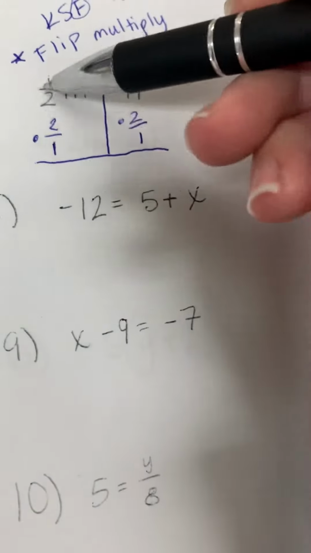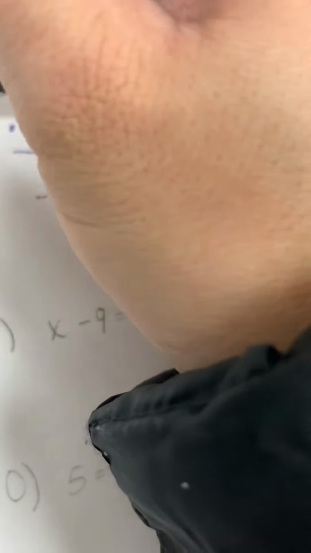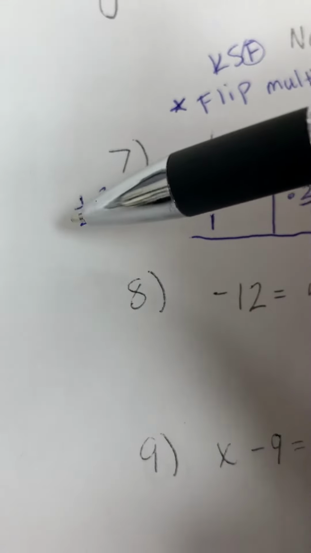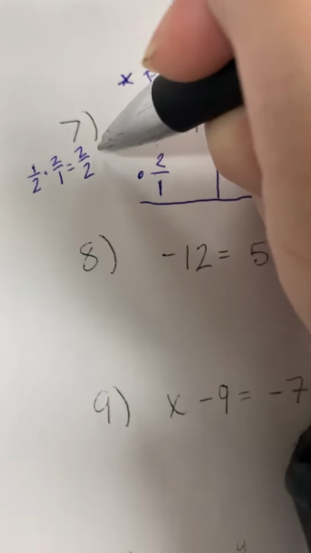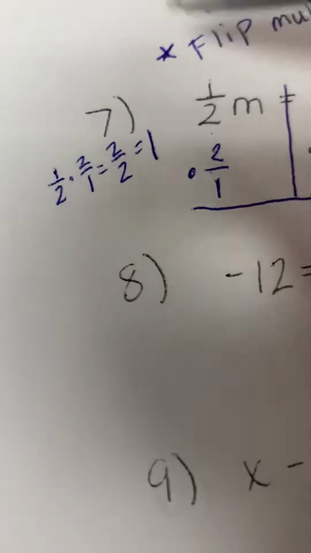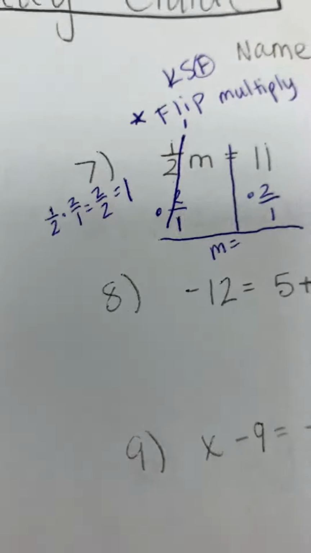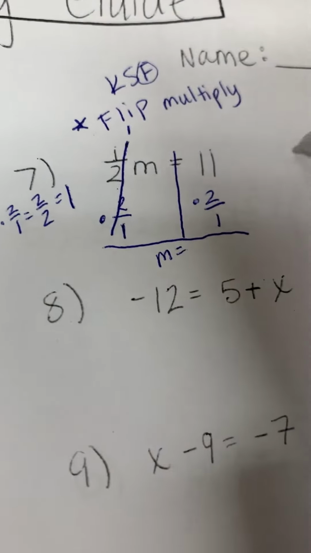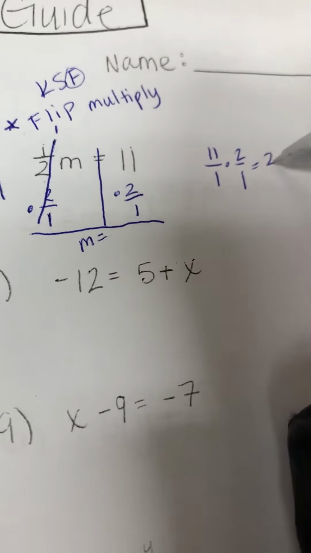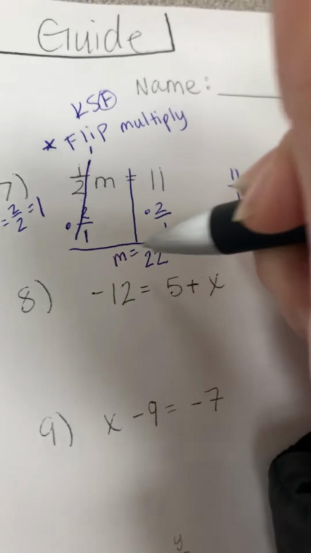When I do that, 1 over 2 and 2 over 1, if I do that multiplication, I get 1 times 2 is 2, 2 times 1 is 2, which equals 1. Just like over here when I did my division and it equaled 1, I don't have to write the 1, so that just cancels out because that equals 1. And I bring down the m equals 11 times 2 over 1. I can write 11 over 1 times 2 over 1, which is 22 over 1. I don't have to write the over 1, so I just bring down the 22.